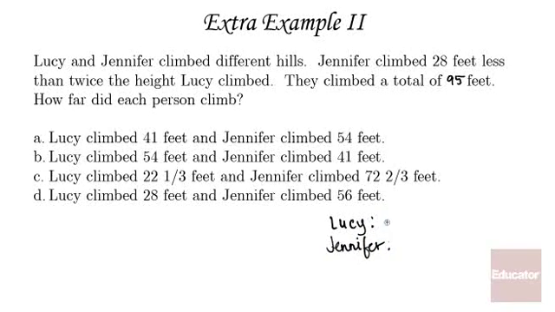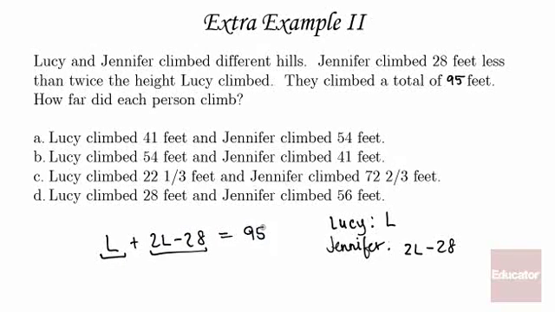If I say that Lucy is represented by L, I'm going to try to define Jennifer in terms of L. It says that Jennifer climbed 28 feet less than twice the height Lucy. So if I say twice Lucy minus 28, that will give me Jennifer. And then it tells me that the total is 95. So total meaning adding the two of them together. So I'm going to take Lucy, L, and add it with Jennifer, 2L minus 28. So here's Jennifer, and here's Lucy. And together, they equal 95. So I've created an equation with one variable, and I can begin to solve.